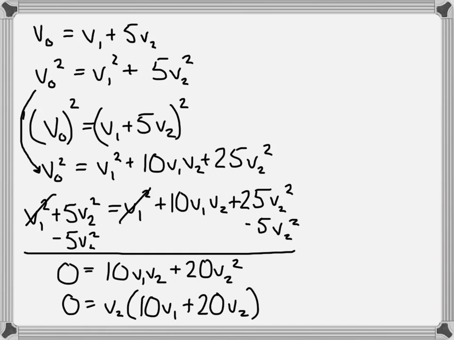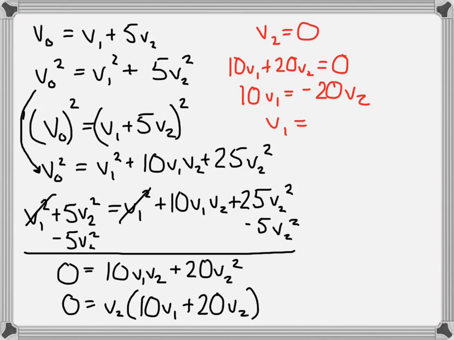Either this factor is 0, which means v2 is equal to 0. Oops, I'm getting ahead of myself. And that's kind of like the boring case. The reason that's the boring case is because that is exactly the case that we had before the collision where the big mass was at rest. Or we have 10v1 plus 20v2 equals 0. And when I actually solve that for v1, I get v1 equals negative 2 times v2.